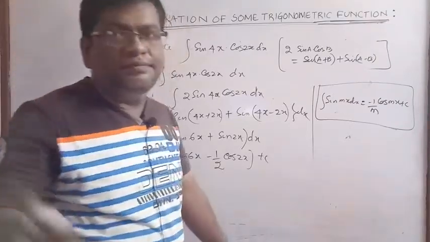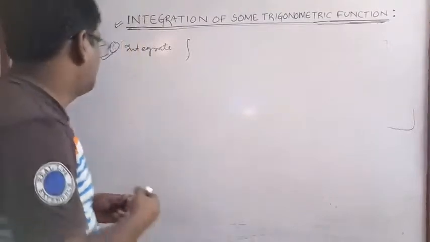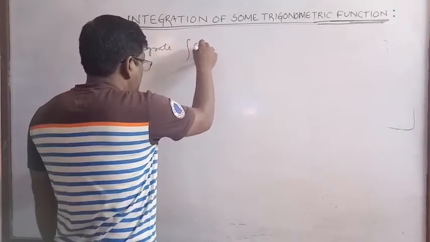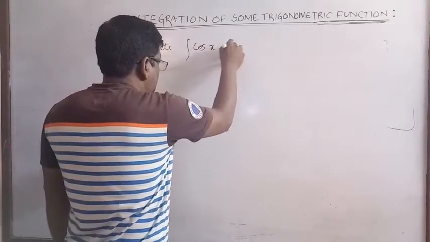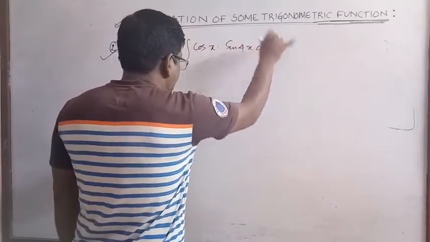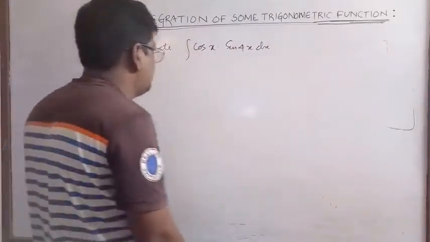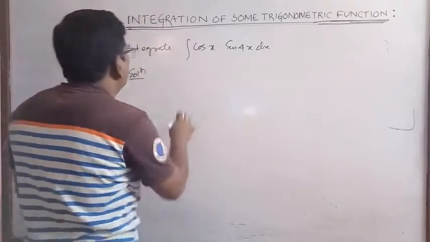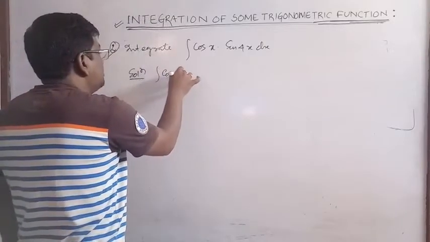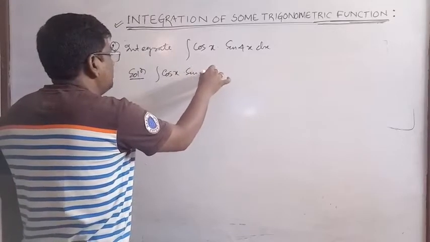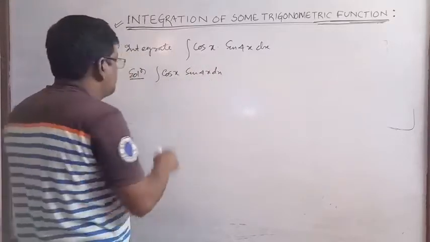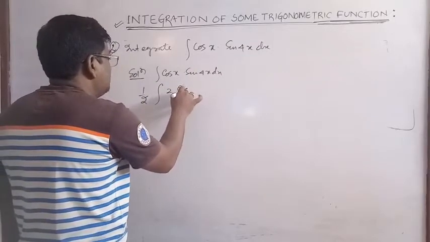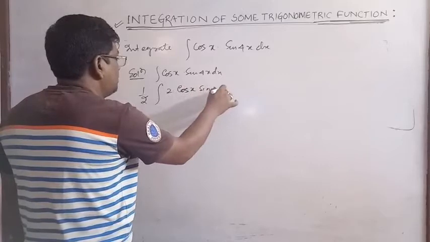Now another question. Question number 2. Integrate cos x into sin 4x dx. So this is in the form of solution. Solution is integration cos x into sin 4x. Okay, so multiplied by 2 divide by 2. 2 cos x into sin 4x dx.